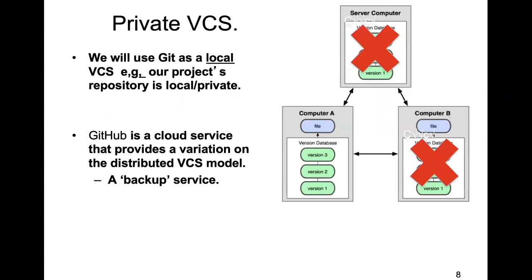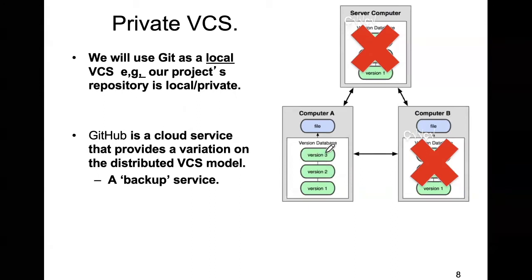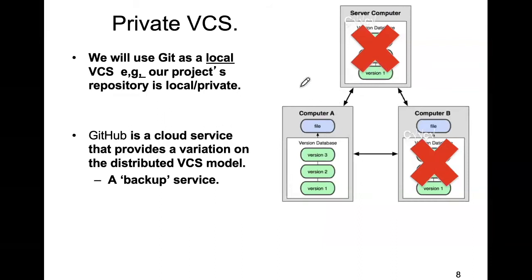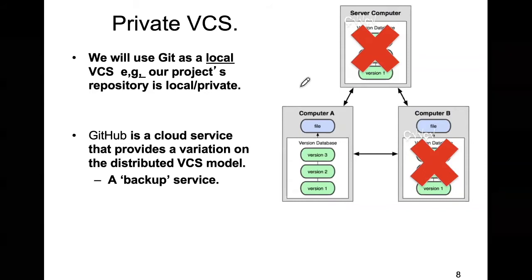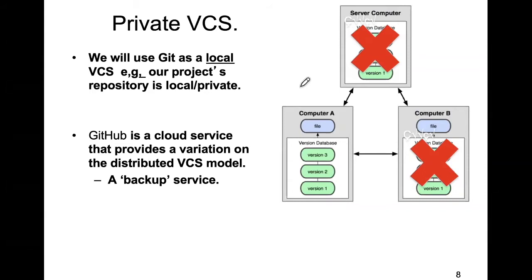Now, we will actually be using Git in what I'm calling a kind of private mode, where we will have a Git repository which we created ourselves on our local machine for our local project, and we'll be working completely in isolation. We won't have this distributed Git model. Git runs in two modes. It runs in distributed mode and it runs in standalone mode. We will be using it in standalone or private mode.